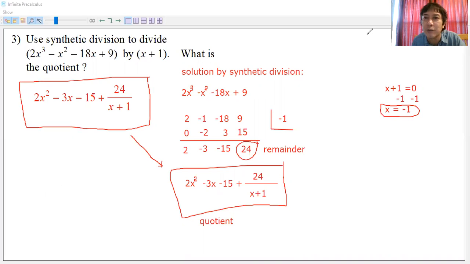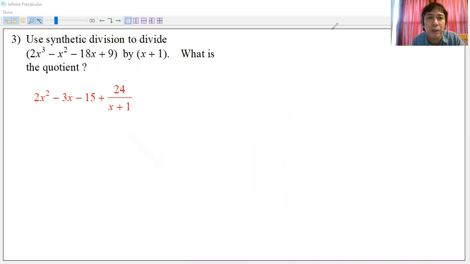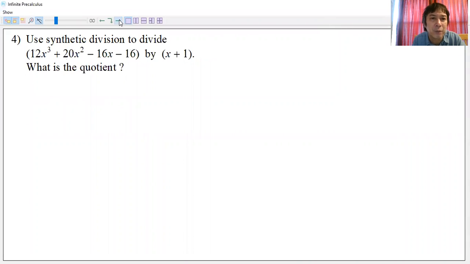All right, let's continue with number 4. Let's clear the screen, clear the answer, and proceed to number 4. Use synthetic division to divide 12x cubed plus 20x squared minus 16x minus 16 by x plus 1. What is the quotient?